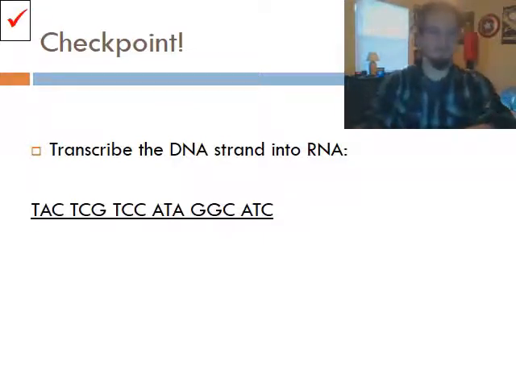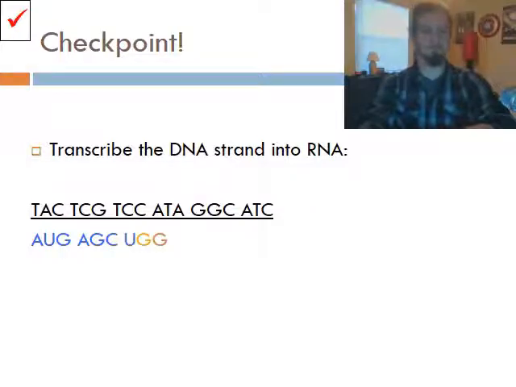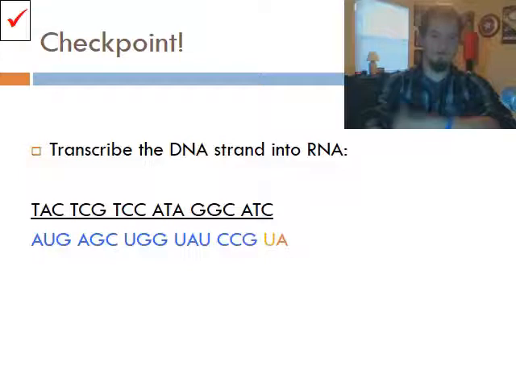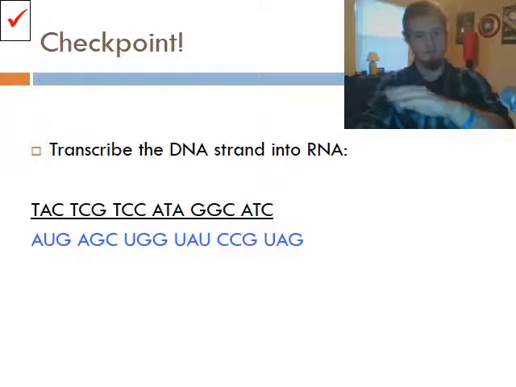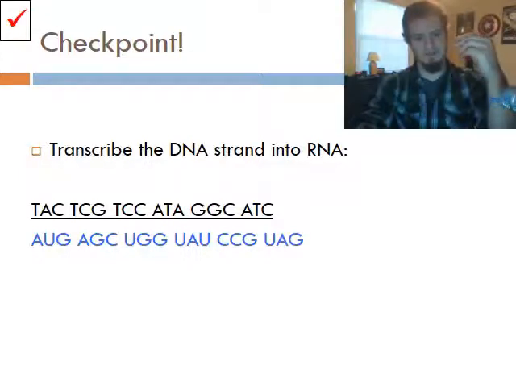That is fantastic. So what we should have is AUG, AGC, UGG, UAU, CCG, and then finishing it up with UAG. Just like we said before, A goes to U, T goes to A, G goes to C, and C goes to G.